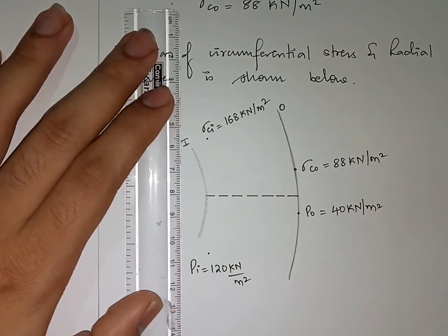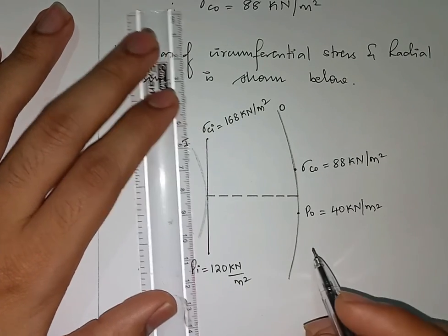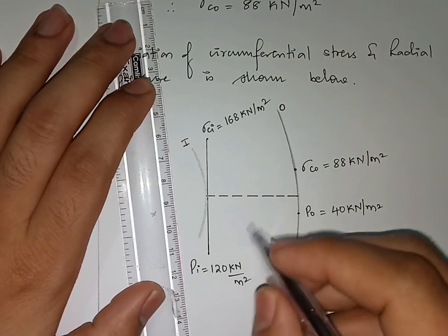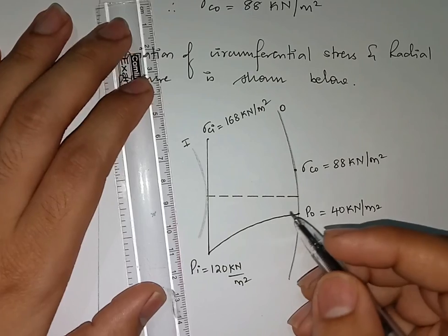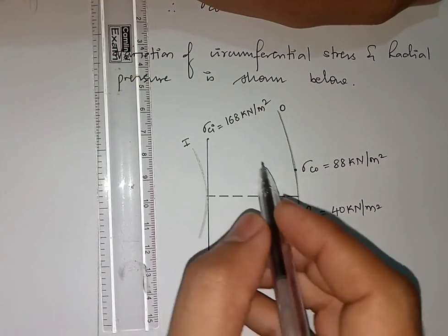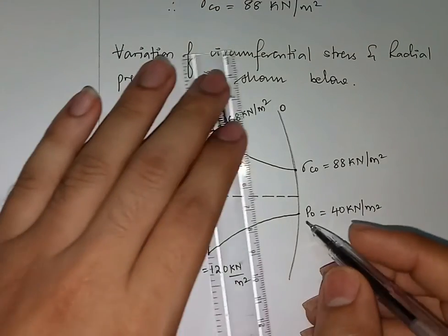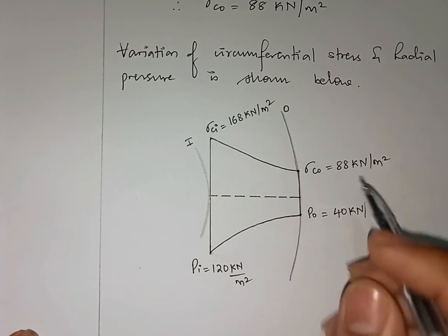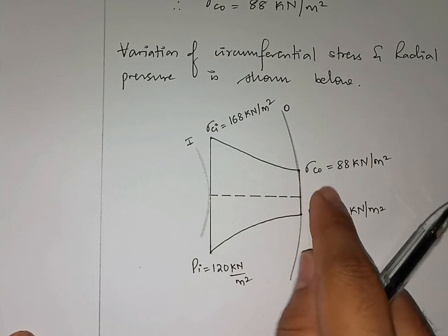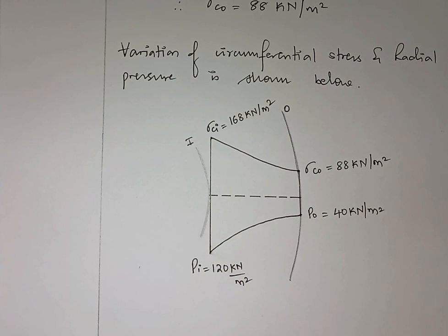So in order to show the variation, I'll just join these 2 points. Right. Now the variation is something like this. Right. So also I need to join these two. Right, and you can join these two as well. Right, so this is the variation of circumferential stress along the thickness, and this is the variation of radial pressure along the thickness.